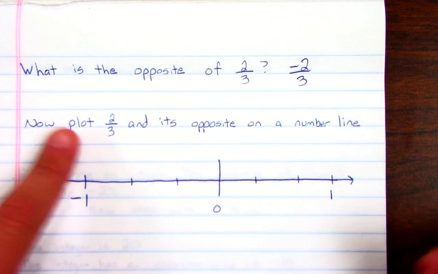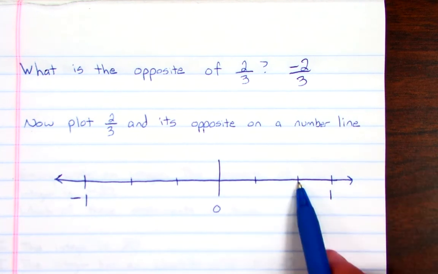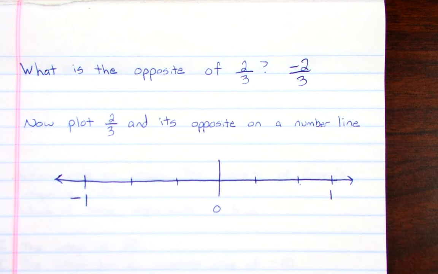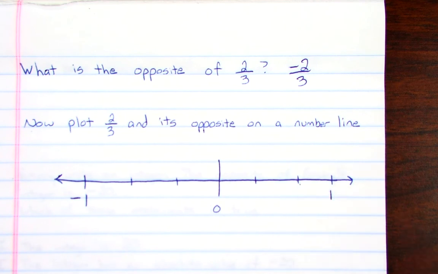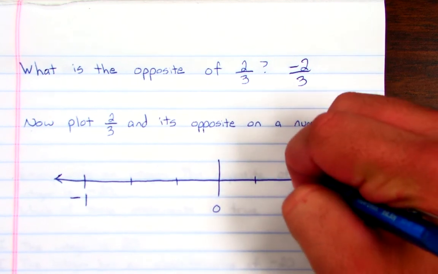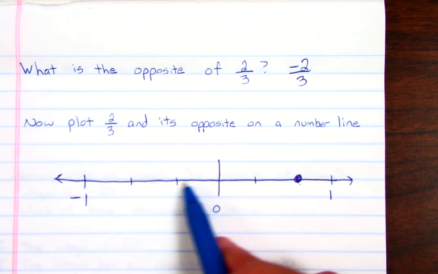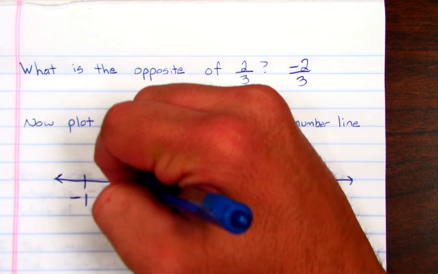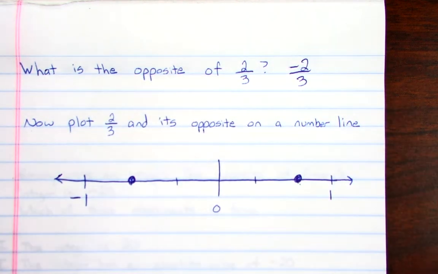Now, plot 2/3 and its opposite on a number line. Well, here's 2/3. How do I know it's 2/3? Well, look at this. 1, 2, 3. So 1/3, 2/3, 3/3 gives me the whole. That's your scale factor. So there's the 2/3. Now you have to also put its opposite. Well, negative 1/3, negative 2/3. That's it. You're done with that problem.